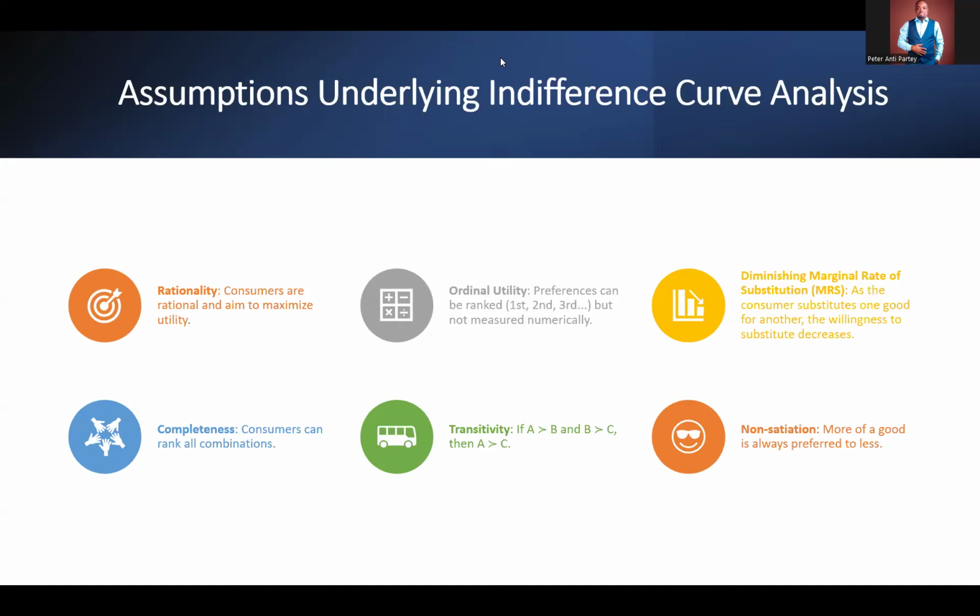Sir, please, under the completeness, can we still have IC? Beatrice, I don't understand your question. Please, I can't hear you again. Check your machine. Doc, is it possible for one to prefer more of a good if he or she has had an unpleasant experience with the good? That is why we say you are dealing with rationality.